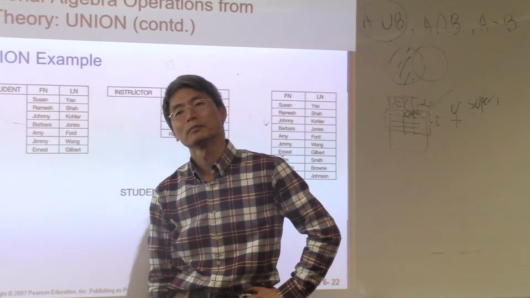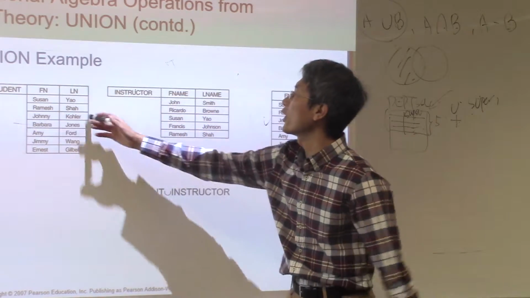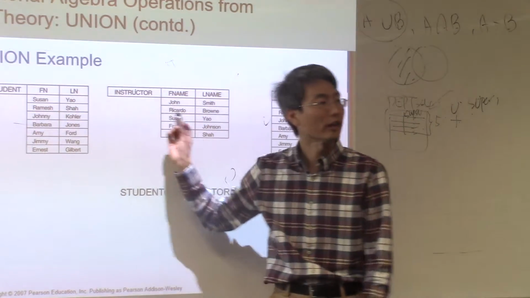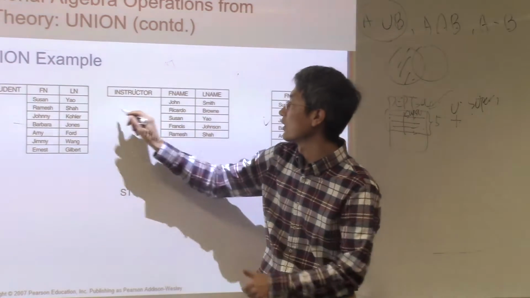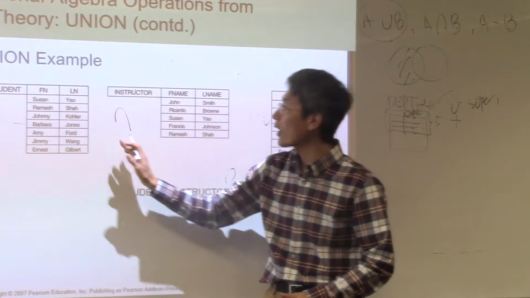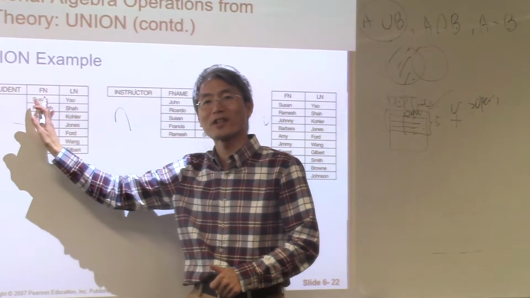Like in union we should get everything. Yeah, union we can get everything. What about the common data? We can use intersect. What about the non-common data from the left-hand side?